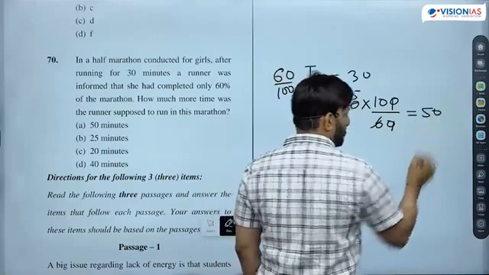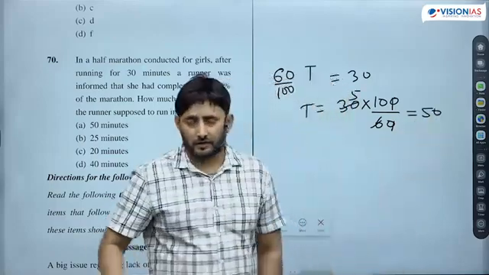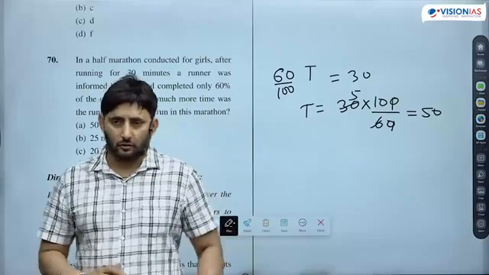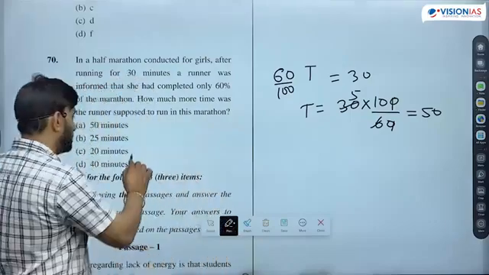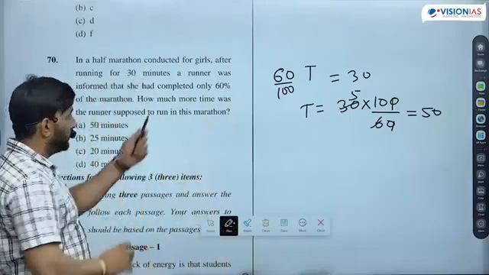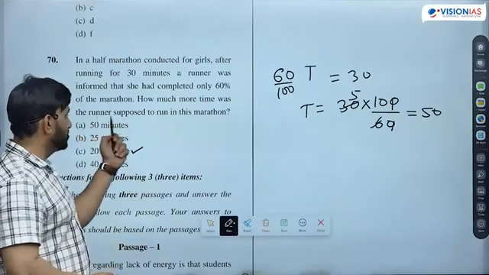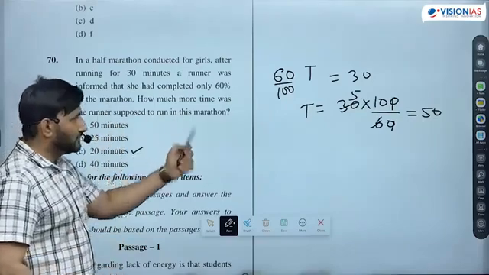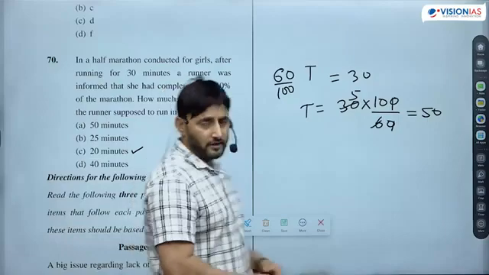Total time taken will be 50. Out of 50, 30 minutes already traveled. So how much more time is required? How much more time was the runner supposed to run in this marathon? बाकी टाइम कितना और लगेगा? 20 minutes more.